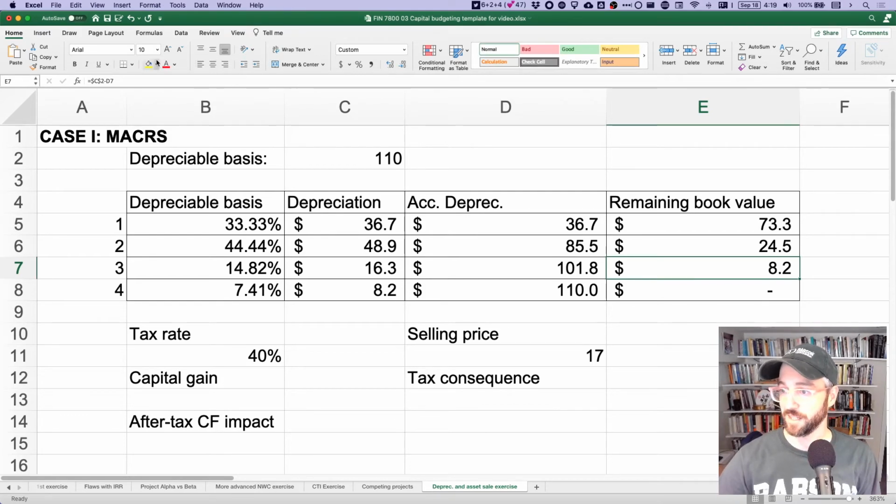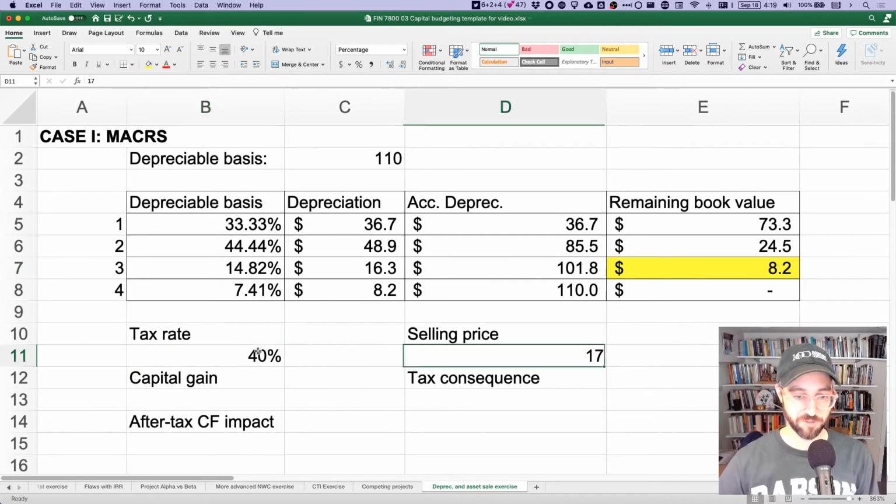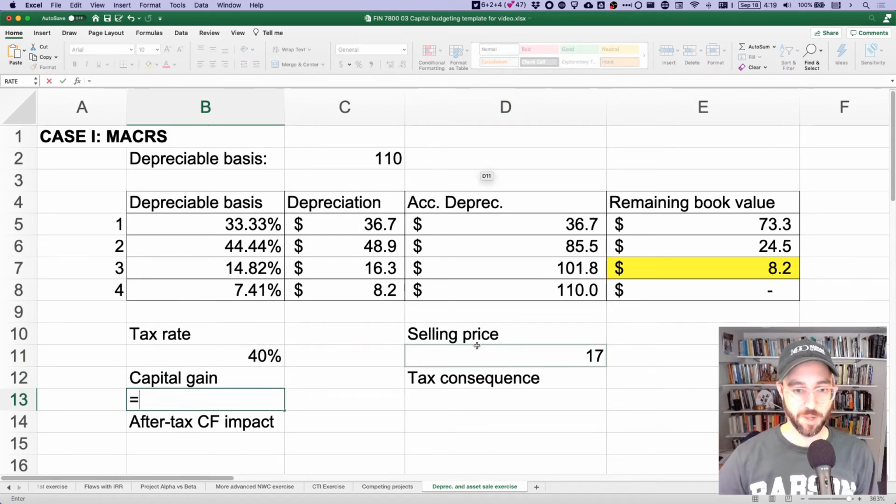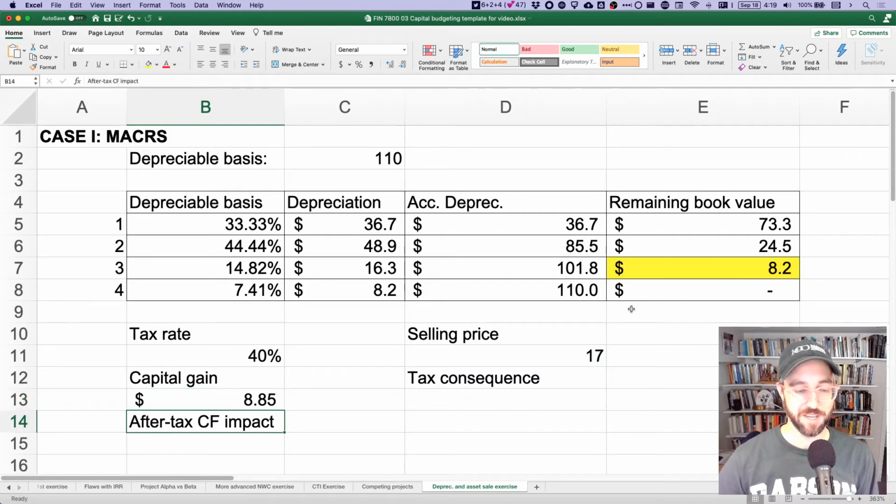So let's highlight that number. So we've got a 40% tax rate on the firm. We learned from the question that they expect to be able to sell the asset for $17,000. So what's the capital gain going to be? Well, if you sell something for $17,000, and according to your accounting books, it's worth $8.2 thousand, that means that you are going to have an $8.8 thousand capital gain, which you're going to have to pay taxes on.